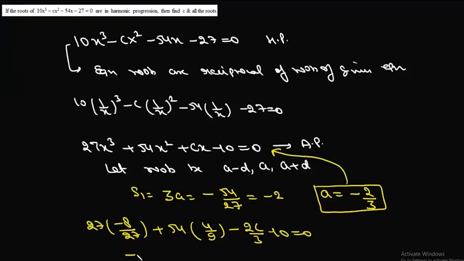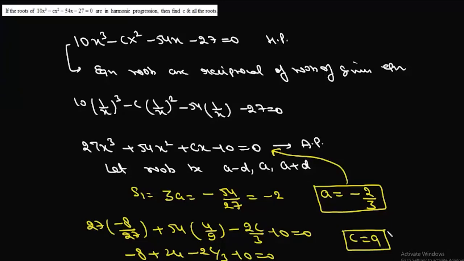Now this is minus 8 plus 24 minus 2c by 3 minus 10 equals 0. Now this is 2c by 3 equals 6. Value of c is 9. So we get the value of c as 9. So in this question, value of c is 9.